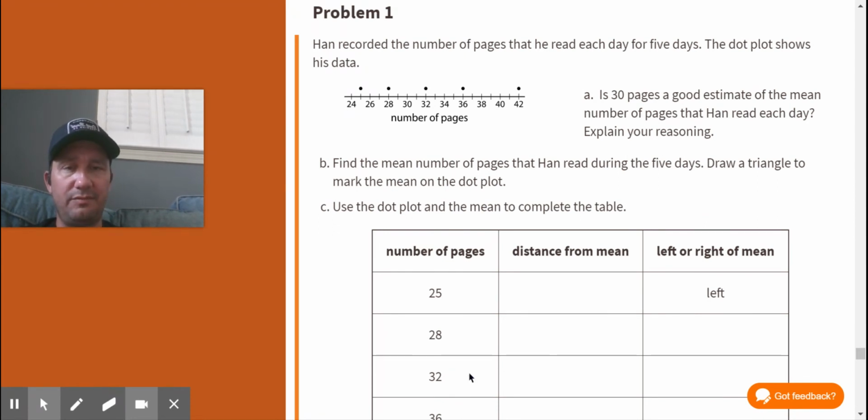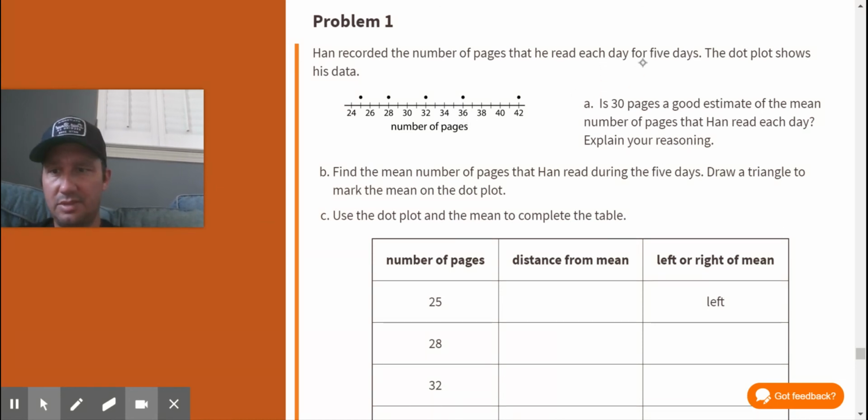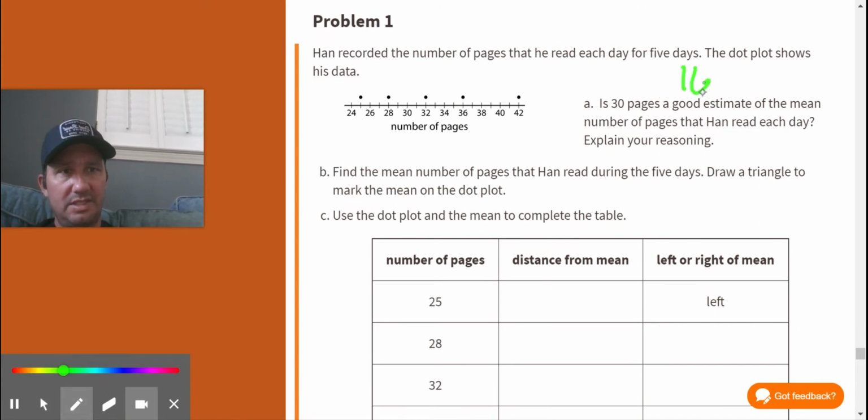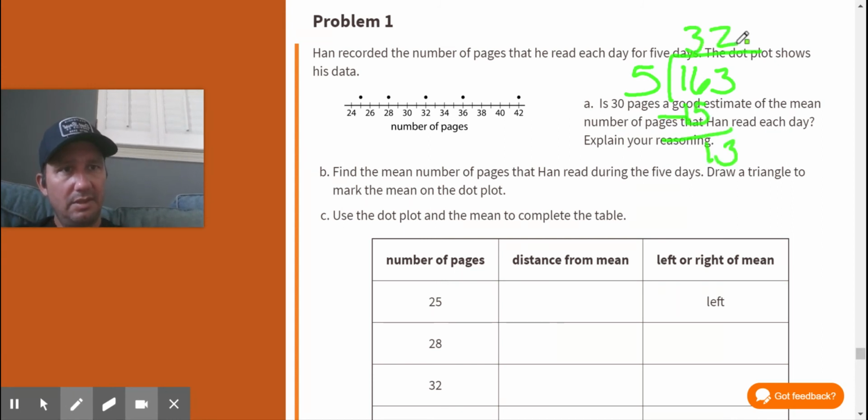So we have to find the mean first. How do you find the mean? You're going to add all of the numbers together and divide by what? Yes, you're going to divide by 5 because there are 5 data points on here. So it'd be 25 plus 28 is 53, plus 32 is 85. 85, that's 121, 163. Oops. 163, and we'd have to divide that by 5. That's going to give us 32 and 6/10.